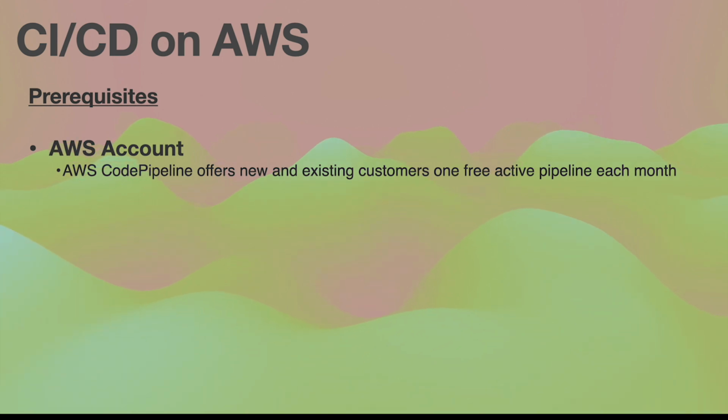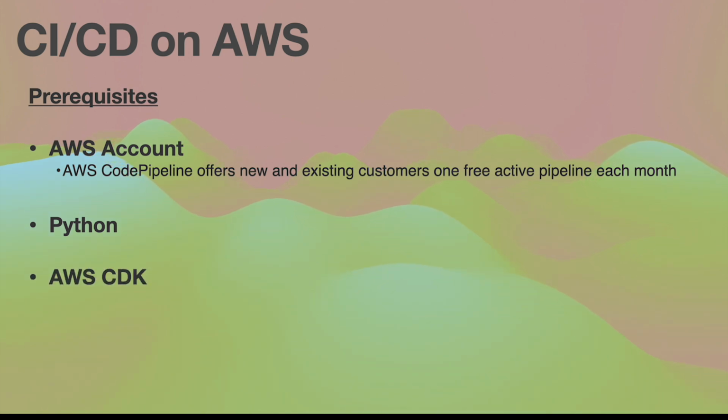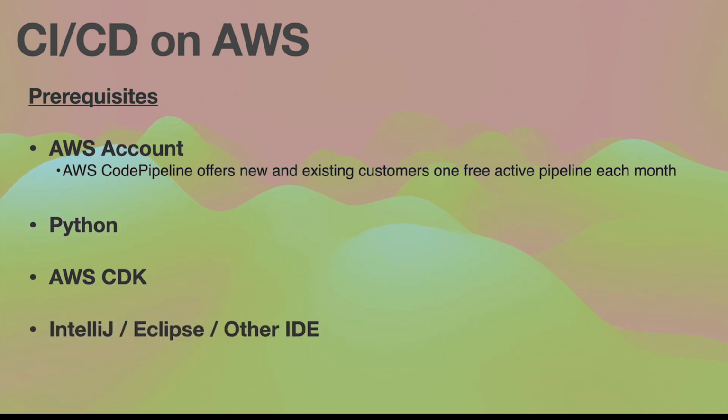for each month. Okay, next we need to have Python installed on our machine. I have used Python 3.10. You can also install 3.9 maybe. But to follow through this video, please install Python 3.10 as a dependency. Next, you need to install the AWS CDK CLI, and we need to have one IDE, whether it is IntelliJ, Eclipse, or any other IDE where you can do some infrastructure as code. Then you are good. Then we are good to go with this tutorial.